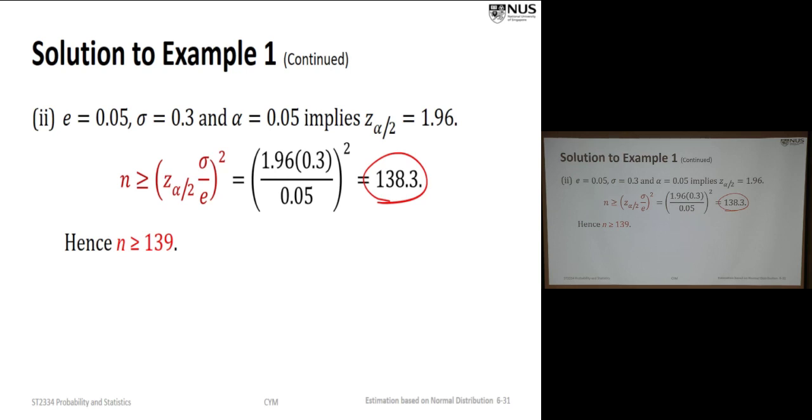Then why not 139.3? Obviously, because it is greater or equal to that number. If it's smaller, you may not achieve the specification of the confidence level. So n has to be a number which must meet this lower bound. So as an integer, only 139 is the smallest integer that will be greater or equal to 138.3.